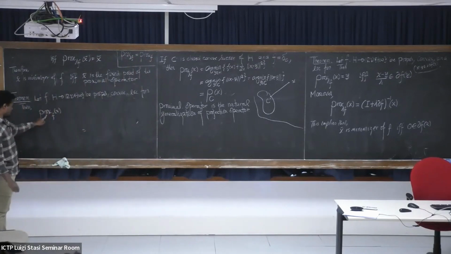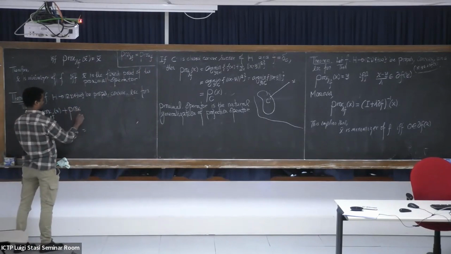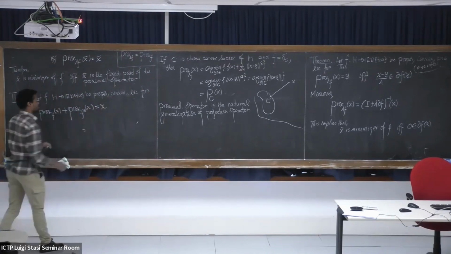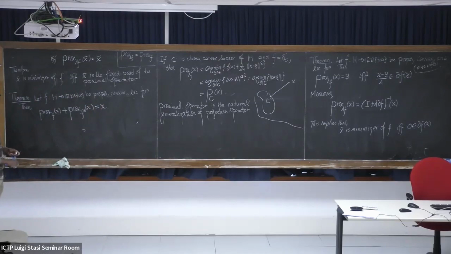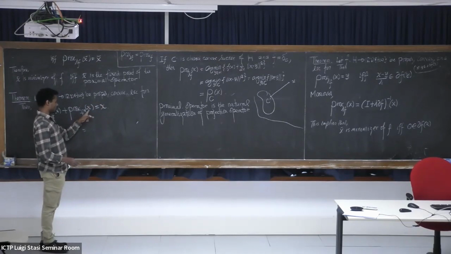The proximal of f with scaling 1 at x plus the proximal of f star with scaling lambda at x is x. Very interesting. Maybe I don't know where we will use it, but it's very beautiful, I think. The proximal of f at x plus the proximal of the dual of f at x equals x.